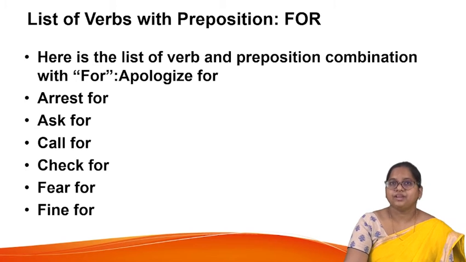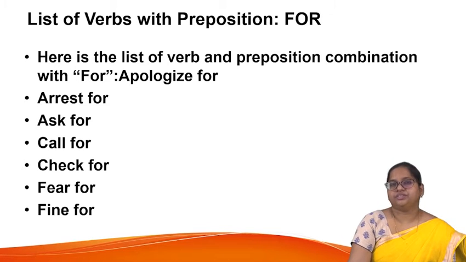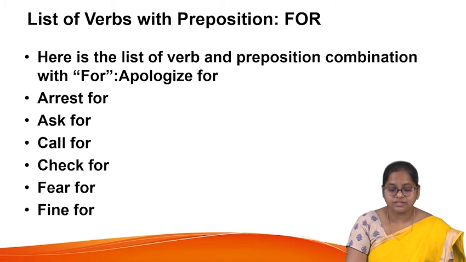Next, now let us look at the verbs with preposition for. Here is a list of verb and preposition combinations with for. You apologize for doing something. So that is a reason you are hinting at. You apologize for doing something.